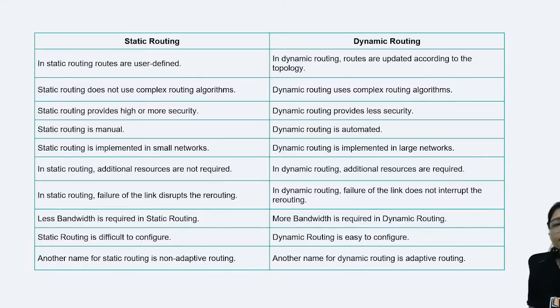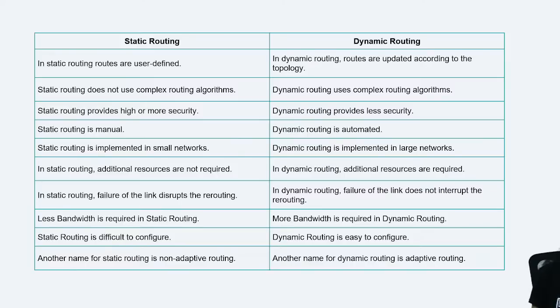Static routing and dynamic routing. Static routing is user defined. Dynamic routing is dynamically changing; routers update according to the topology. Static routing is not complex because the user can handle it manually, but dynamic routing is automated. In static routing, failure of a link disturbs the routing, because with one failure you cannot update it. But in dynamic routing, if a failure occurs at run time, it will not interrupt because it will dynamically update another path, and through that path the connection will still be there.